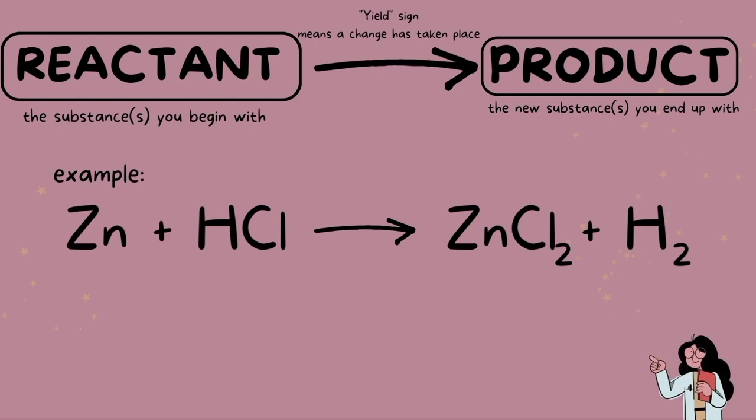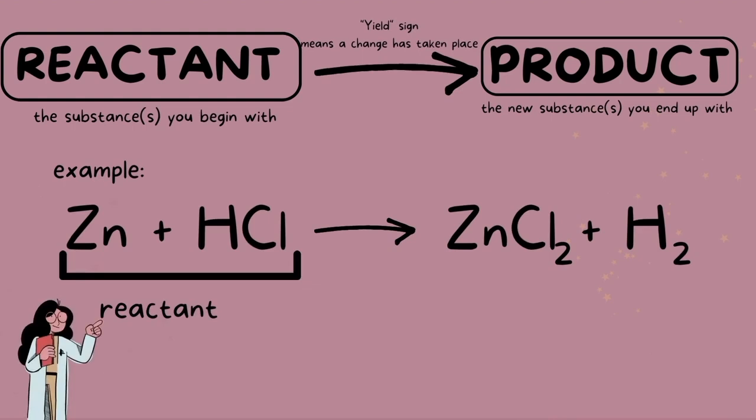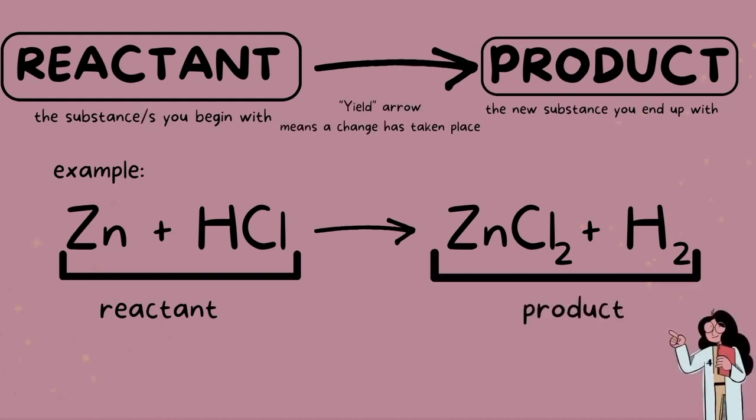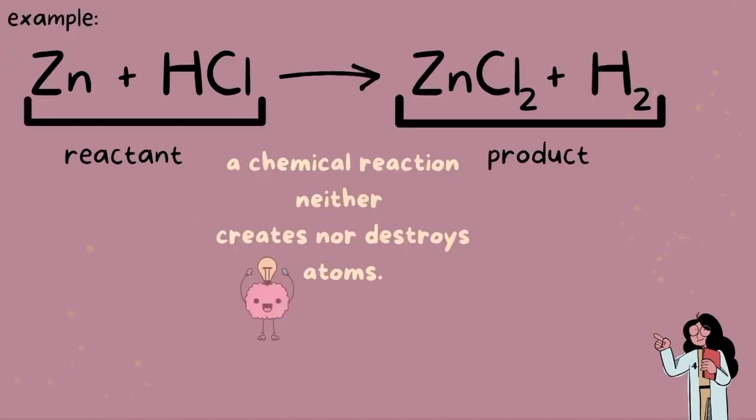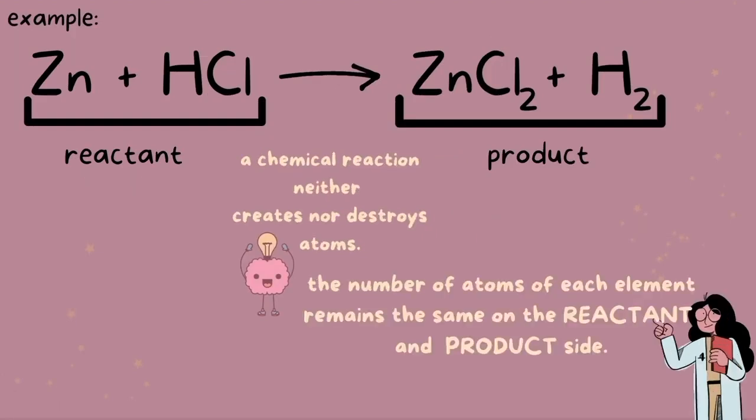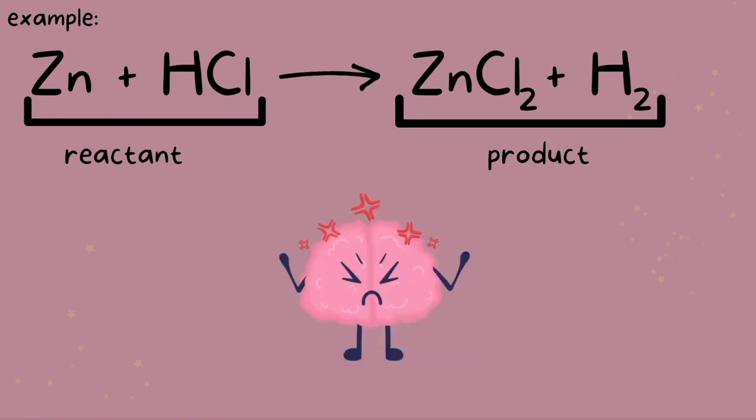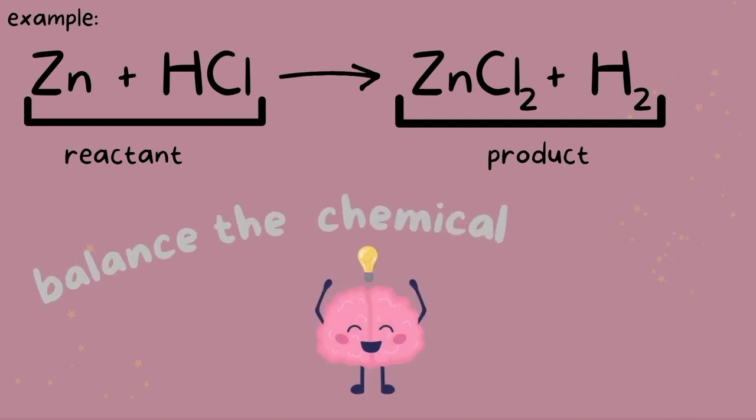Keep in mind that balancing chemical equations is a trial and error process, and it's going to require a bit of patience. But the more you practice, the quicker and better you will become at it. Starting here with zinc and hydrochloric acid on our reactant side, this yields zinc chloride and hydrogen on the product side. Remember, atoms are neither created nor destroyed according to the law of conservation of mass, so the number of atoms for each element must be the same on both sides of the equation. But they're not right now, so what can we do? Well, we can balance this chemical equation.